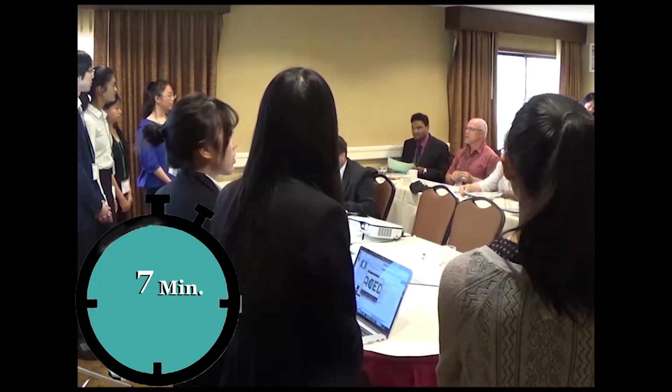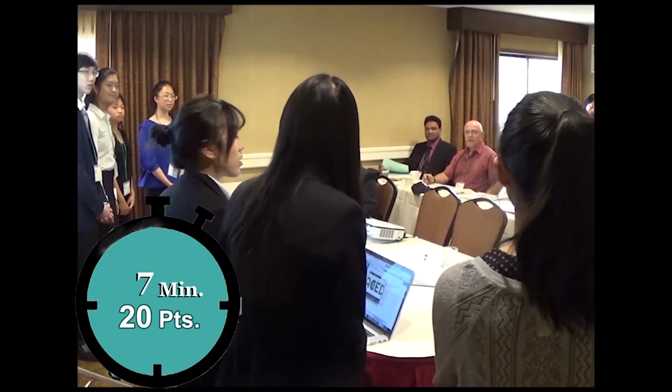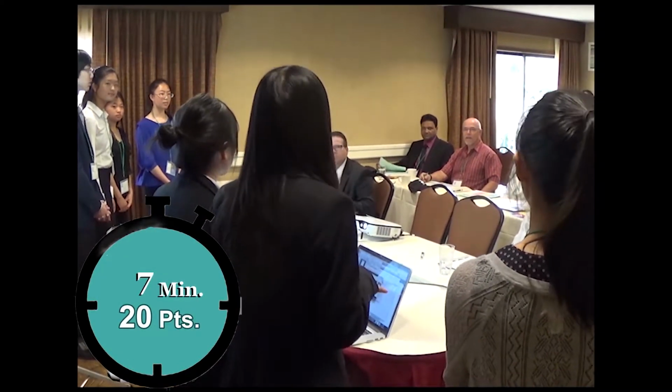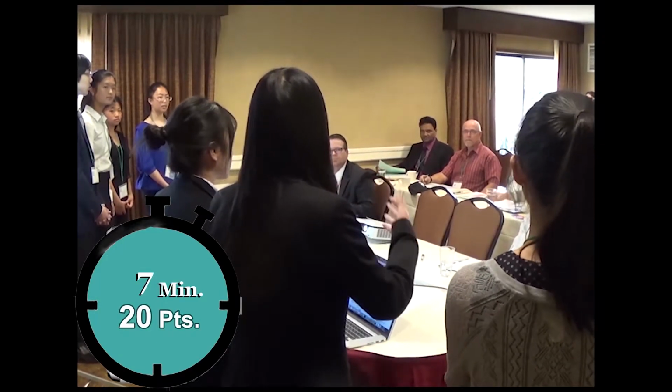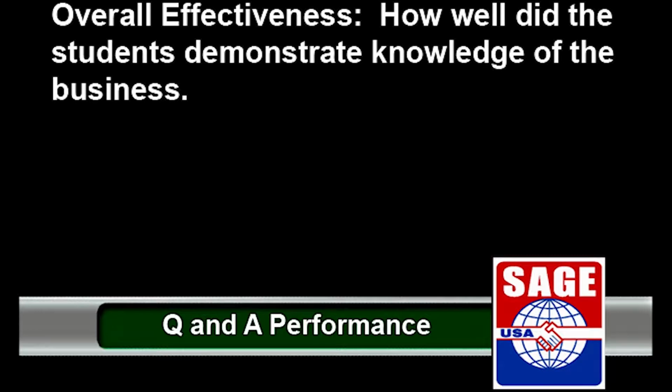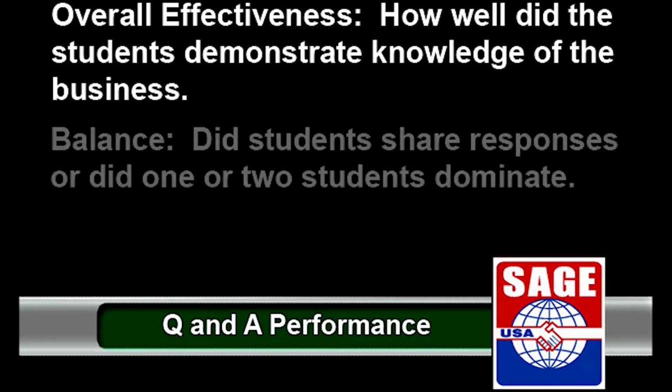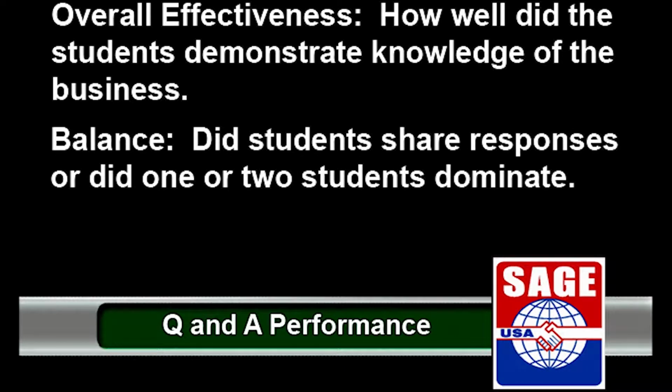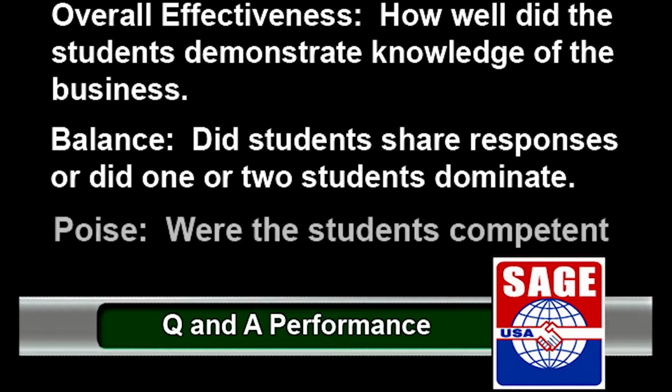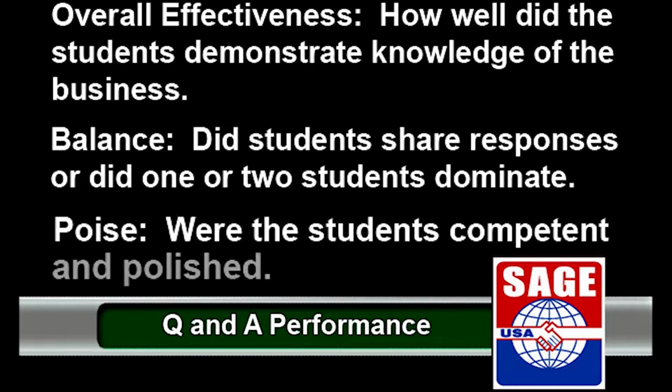The next 7 minutes will be the Q&A session, which counts for a total of 20 points. Judges will be looking for 3 things in the Q&A period. Overall effectiveness: how well did the students demonstrate knowledge of the business? Balance: did students share responses, or did 1 or 2 students dominate? Poise: were the students confident and polished?